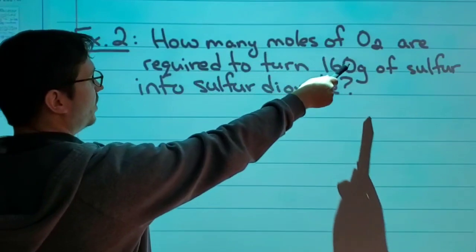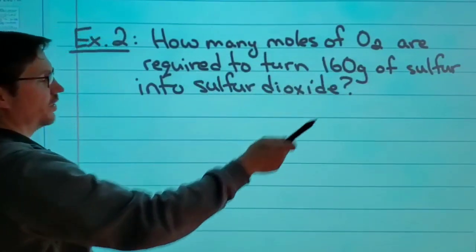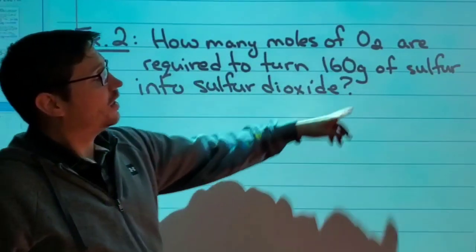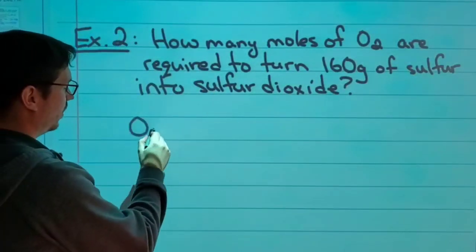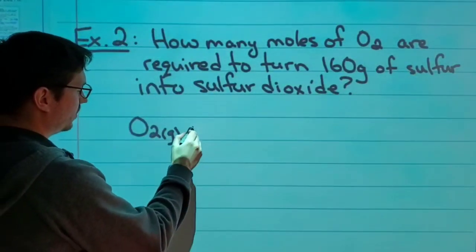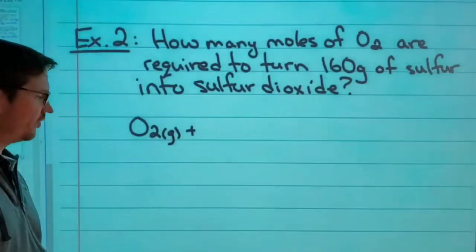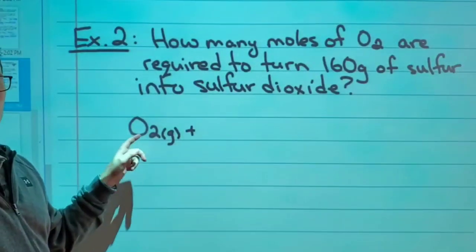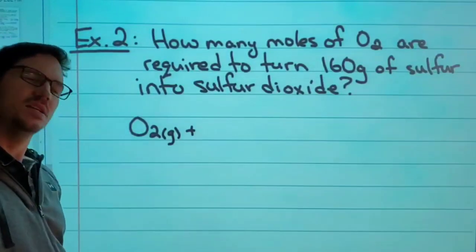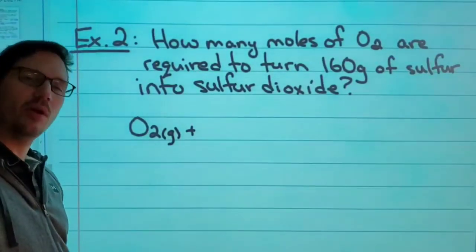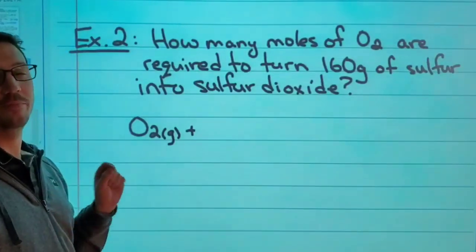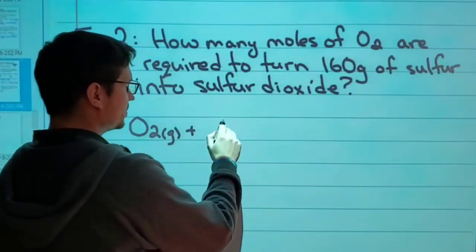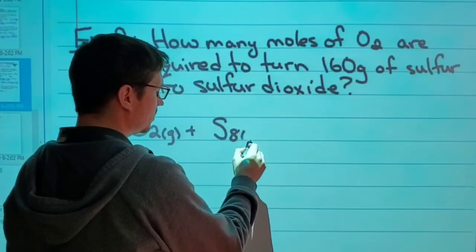So how many moles of oxygen are required to turn sulfur into sulfur dioxide? So we're reacting oxygen and sulfur together. So we'll go oxygen plus sulfur. Oxygen's an element, so it's O2. It's part of the Hofbrinkel. Sulfur is also an element. Is it part of the Hofbrinkel? It's not a part of the Hofbrinkel, but it is part of P4S8. So it's S8.